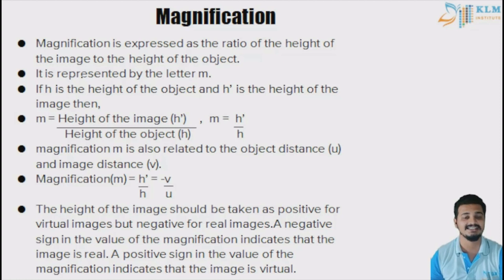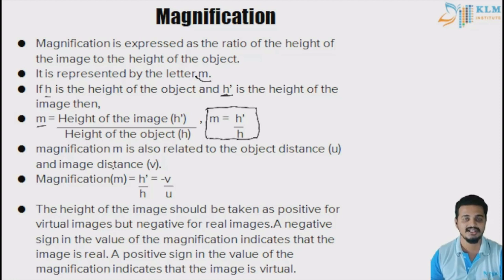Magnification is expressed as the ratio of the height of the image to the height of the object. This is represented by the letter M. M is for magnification. If the height of the object is h, and h dash is the height of the image, then the expression becomes M is equal to the height of the image divided by the height of the object. You can also write it as M is equal to h dash by h.